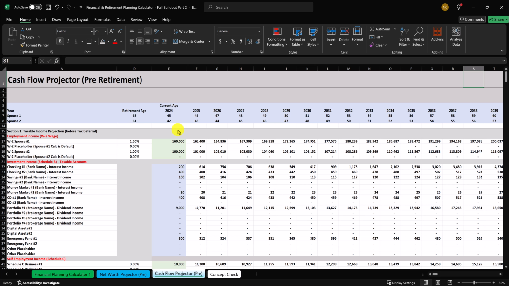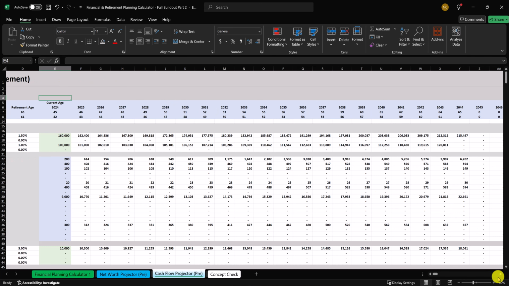So for example, we have one spouse at 45 and one spouse at 42 right here. We also have a retirement age of 65 and 61. So if you look over here, you can see that the calculations are extending beyond what we can currently see on the screen right here, because the retirement age is in excess of these ages over here in 2039. In fact, let's scroll over a little bit to the right and see in what year the calculation stops. Okay, so I had to make the screen just a little bit smaller for the moment just so we can see everything in one place.